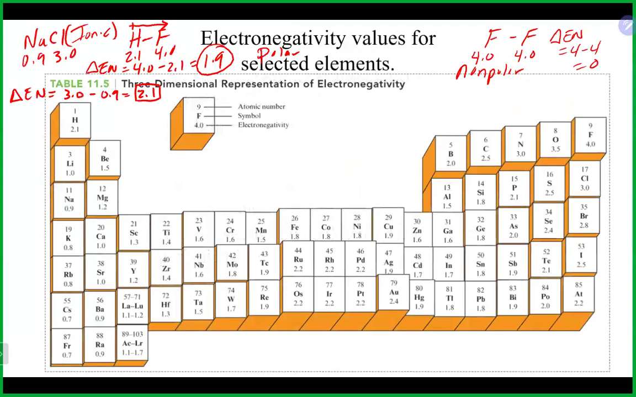Other questions on that? So why don't you try some here? Why don't you do the bond between carbon and hydrogen, carbon and oxygen, sulfur and oxygen.